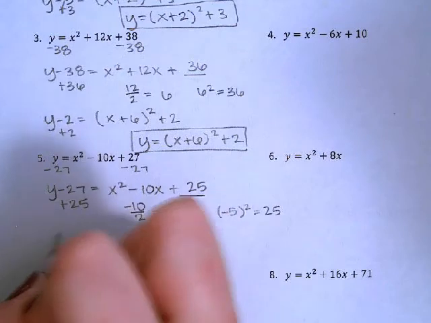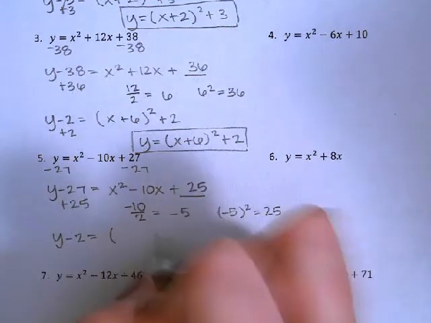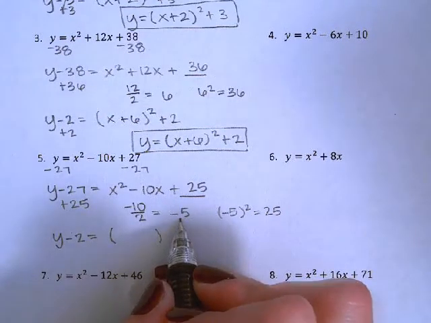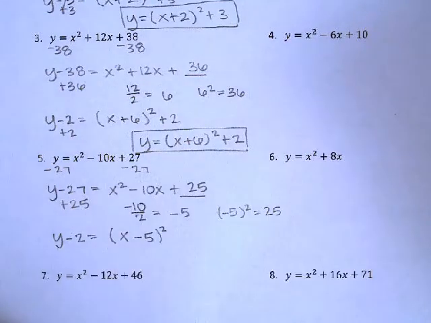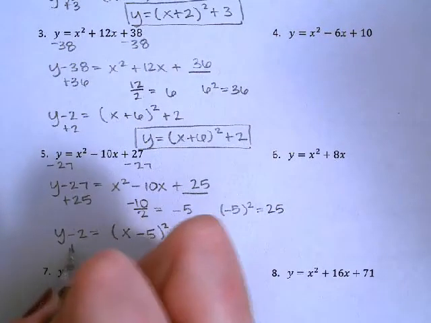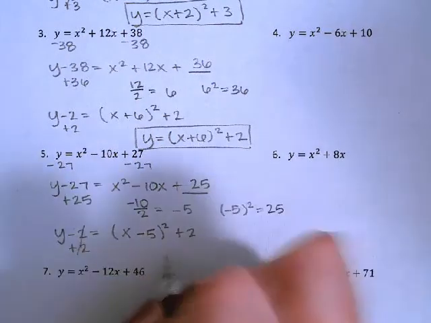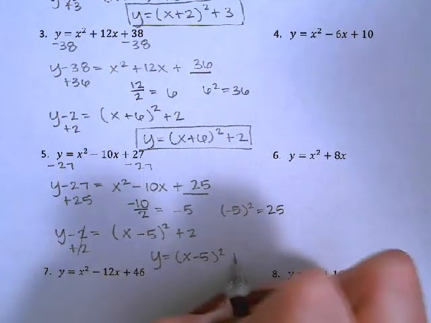So I have y minus 2, and then in my parentheses, the number that I got when I divided by 2 was negative 5, so it should be x minus 5 squared. Add the 2 over, and then y equals x minus 5 squared plus 2.